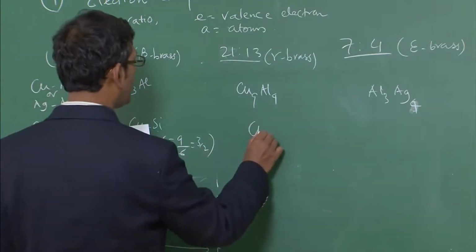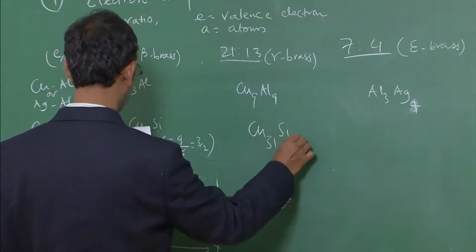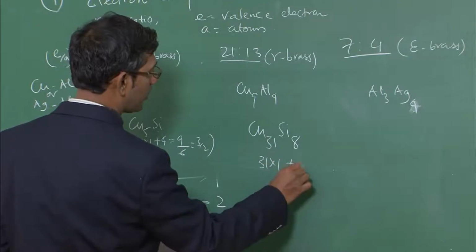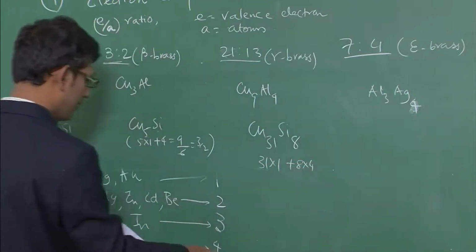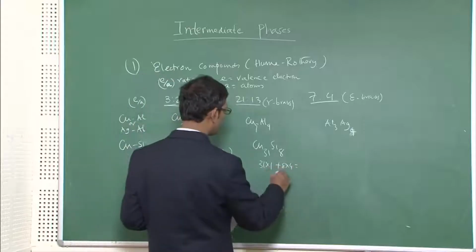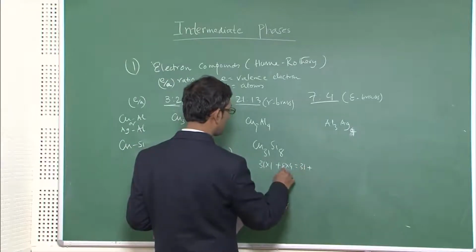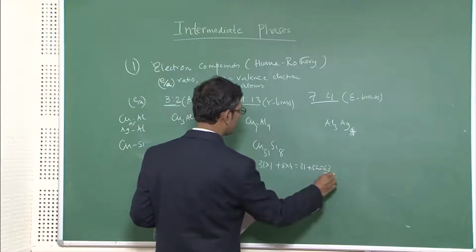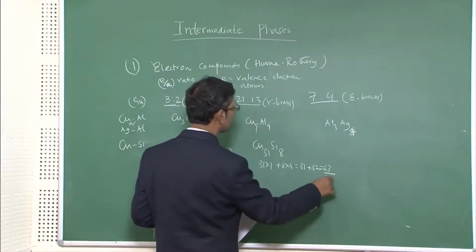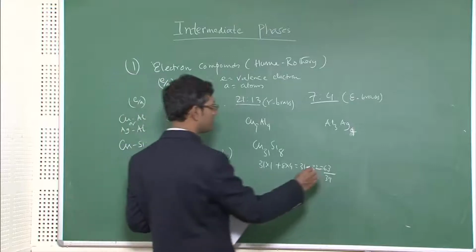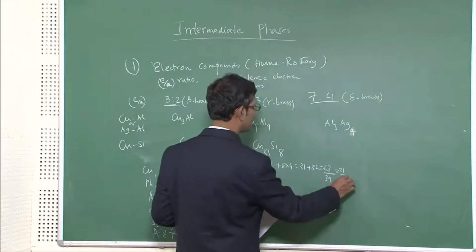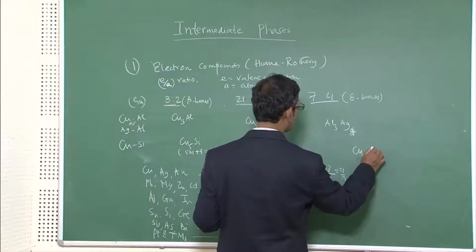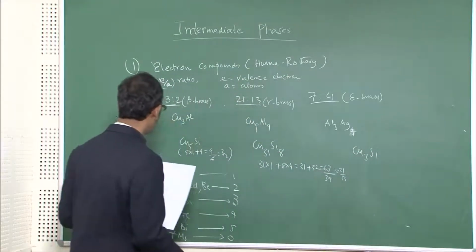Now this one is Cu31Si8. So Cu31 is 31 into 1 plus 8 into 4, silicon has 4, okay. So that means 31 plus 32, 63, and how many? 39 atoms. 63 is to 39 is 21 by 13, correct. Okay, last one is Cu3Si, this I have already discussed, correct.